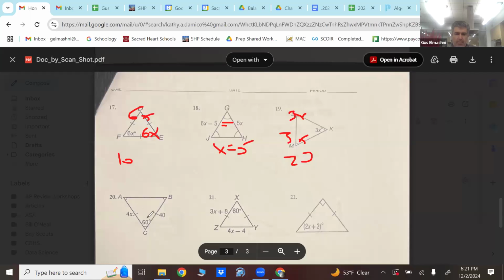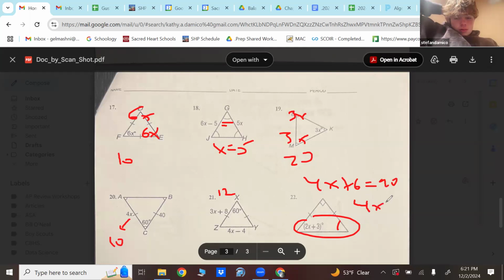Equilateral, so x is 10 here. Equilateral. So x equals 12. These are the same. They have to be 90. So 4x plus 6 equals 90. 4x equals 84. x equals 21.